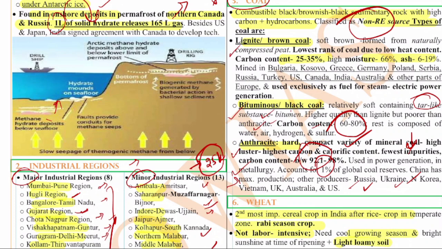Next is lignite. Lignite is a soft brown coal. It is formed naturally from peat. It is the lowest rank of coal due to its low heat content. The carbon content is 25 to 35%, and the moisture content is high, about 66%, and ash is about 6 to 19%. This is about lignite. Now let's move on to the next question.